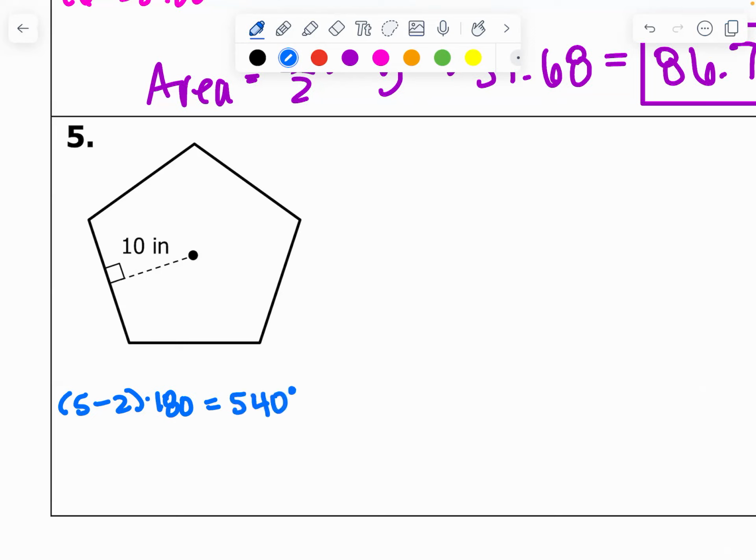And then divide them by 5. So each angle is 108. That's not awesome, is it? It's the size and then.